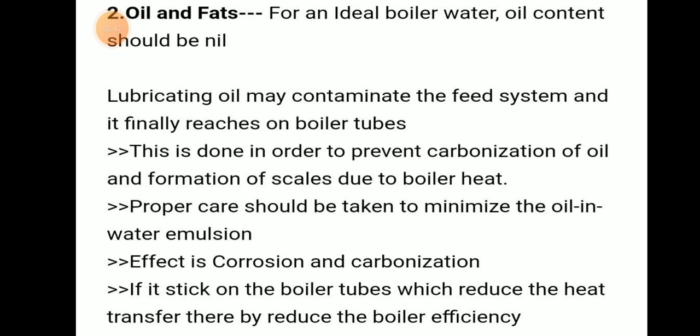So for oil and fats, the oil content in ideal boiler water should be nil, but lubricating oil may contaminate the feed system and finally reach the boiler tube. This must be prevented because of carbonization of oil and formation of scale due to boiler heat. Proper care should be taken to minimize the oil in water emulsion, otherwise the effect is corrosion and carbonization. If it sticks on the boiler tube, it will reduce the heat transfer and thus reduce the boiler efficiency.